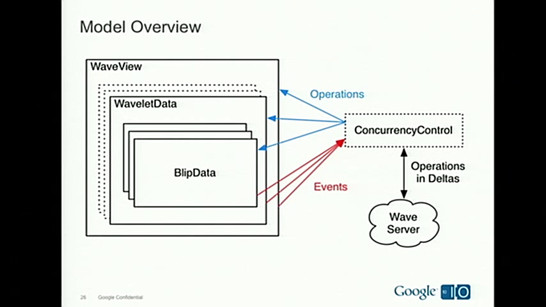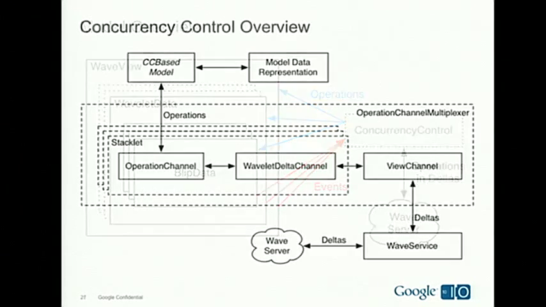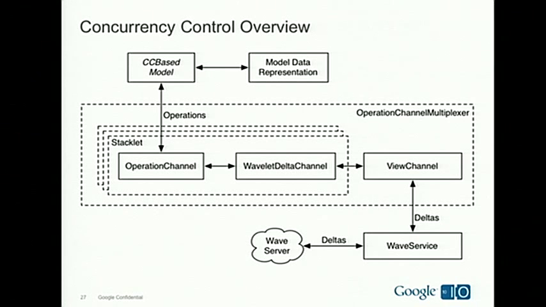So just to give a little overview of the model, the main component here is a wave view, which consists of several different wavelet data instances. Each of those contains several blips. They interact with concurrency control by receiving operations that change them, and they send events back to concurrency control, which then packages them in deltas and sends them to and from the Wave server. Concurrency control has some model component, which is the part that actually does the transformations, and it sends operations through a multiplexer, through a stacklet, and a few other components before actually sending deltas down to the server.